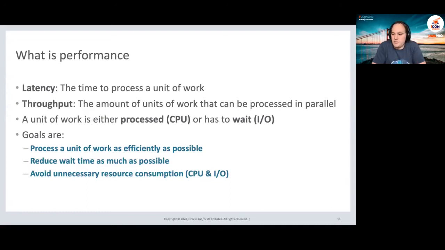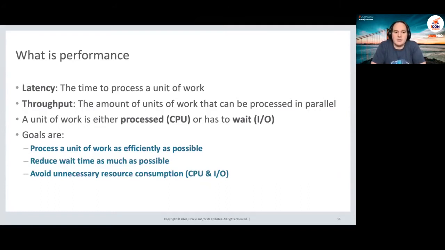Usually it's related to the business object, like processing one credit card transaction or processing one checkout or what have you. And then again, very simply, a unit of work is either being processed, which means it's on CPU using up CPU cycles, or it has to wait, which is what we would usually call I/O, input output. Now, a lot of people confuse it with just disk, but it could be network, could be the user, and so forth.